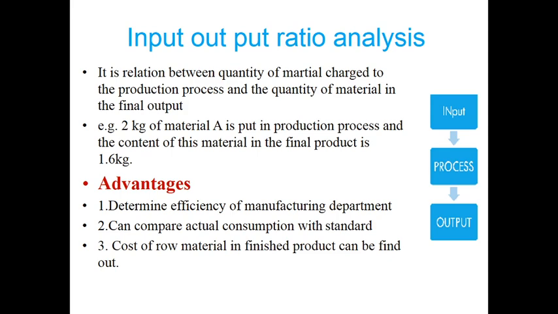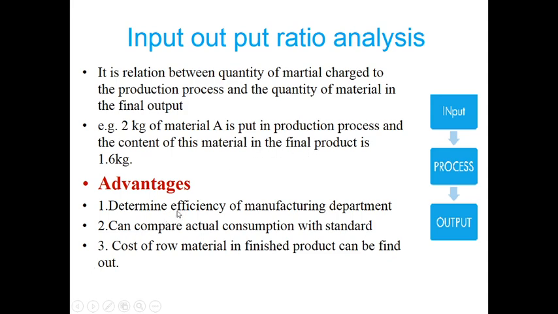The input output ratio of this problem is 2 divided by 1.6 into 100, that is equal to 125%. This is the input output ratio of that material, and from this input output ratio we can find out the quantity of drug or chemical present in the final product.